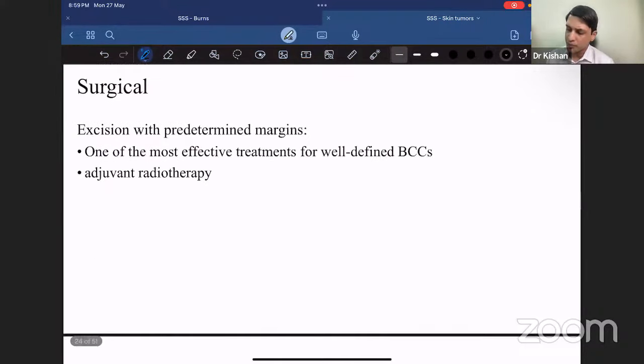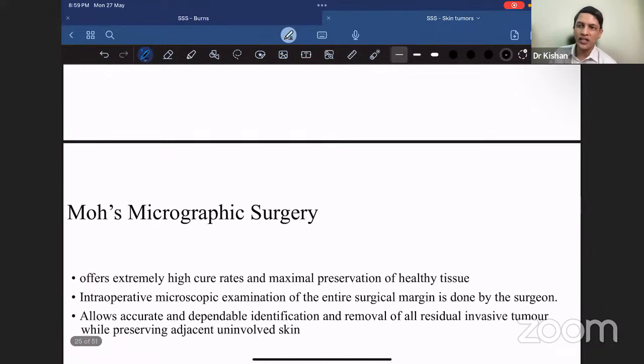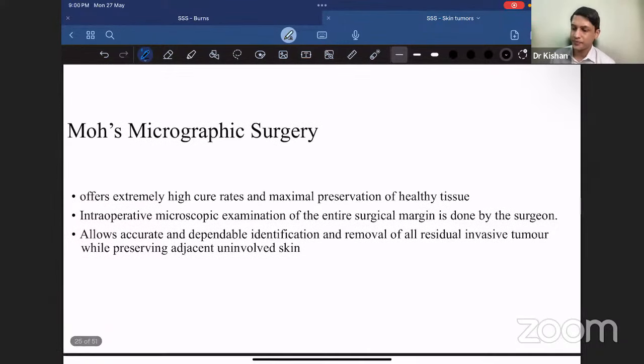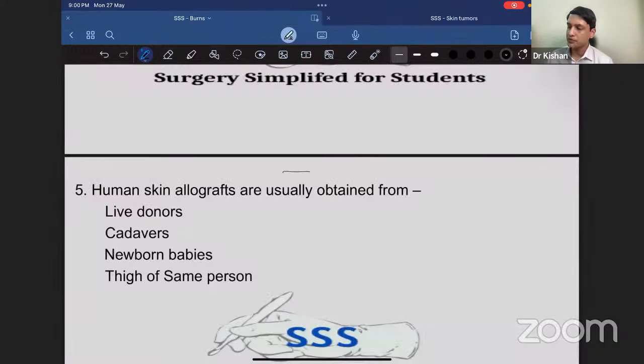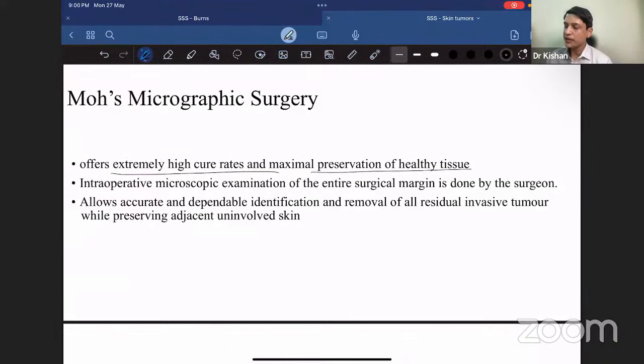That's about BCC. The main intention of asking about BCC is this: Mohs micrographic surgery. It offers extremely high cure rates with maximal preservation of the healthy tissue. So that's the effectiveness of Mohs surgery. Intraoperatively, microscopic examination of the entire surgical margin is done. Once the margin is seen to be free of tumor, then we can stop the surgery then and there itself.